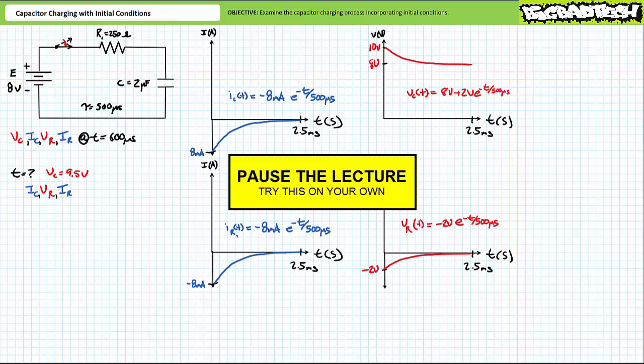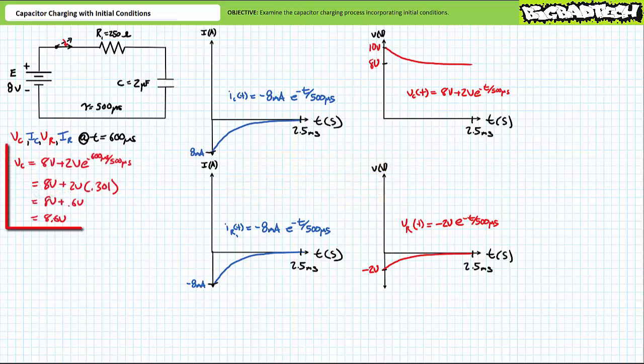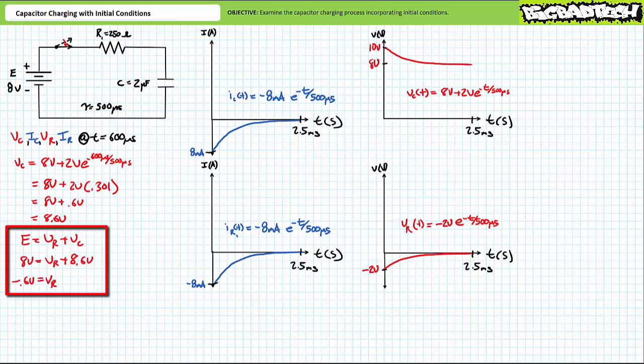If you're tracking, you should have arrived at the following values. For our first illustrated example, substitute 600 microseconds into the voltage across the capacitor expression Vc of t. This yields a value of roughly 8.6 volts. We could substitute t equals 600 microseconds into the other expressions. However, we can also use much simpler and more reliable tools like series circuit properties, Kirchhoff's voltage law, and Ohm's law. Kirchhoff's voltage law demonstrates that with an 8.6 volt differential across the capacitor and an 8 volt differential across the source, the resistor will experience a negative 0.6 volt differential, where the negative sign indicates current will be traveling from the capacitor through the source.